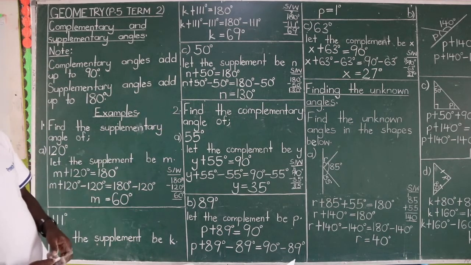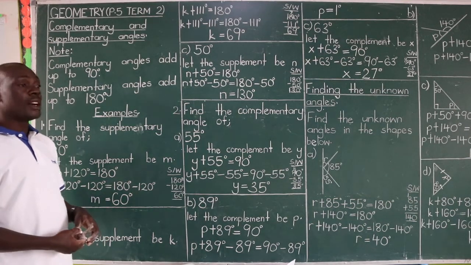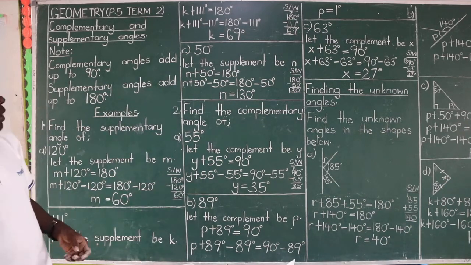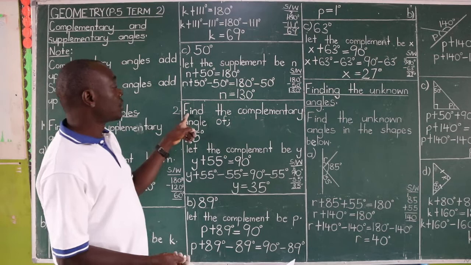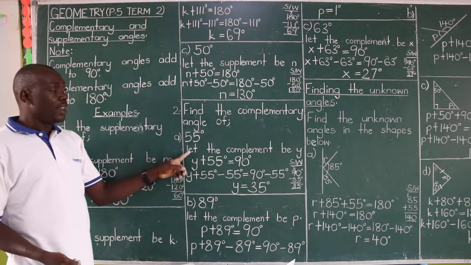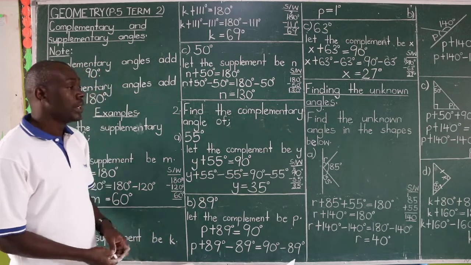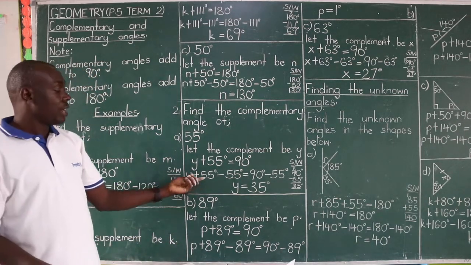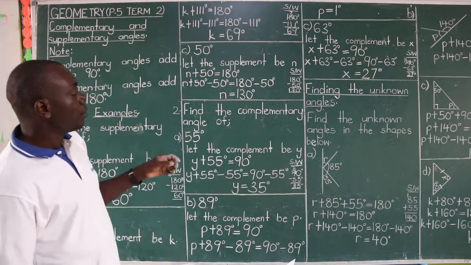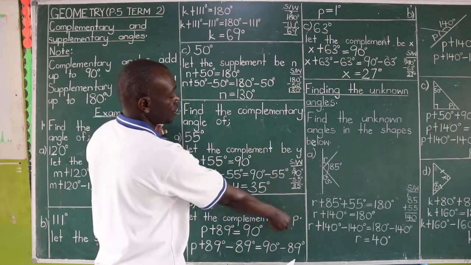As we look at example number 2, which is about complementary angles. Remember we said complementary angles add up to 90 degrees, as opposed to the supplementary ones that add up to 180 degrees. So now we are required to find the complementary angle of 55 degrees. You say let the complement be y, such that y plus 55 degrees is equal to 90 degrees. Work out y plus 55 degrees minus 55 degrees equals 90 degrees minus 55 degrees. Put the side work for accuracy of the subtraction of 90 and 55.